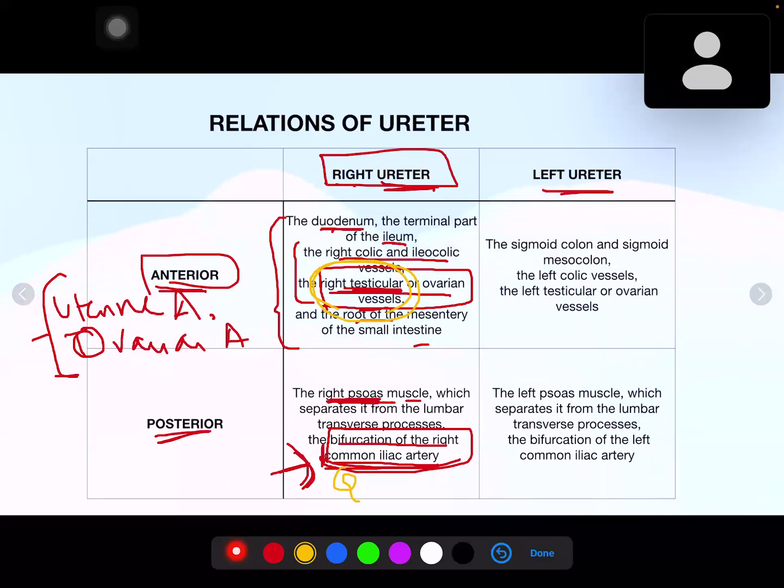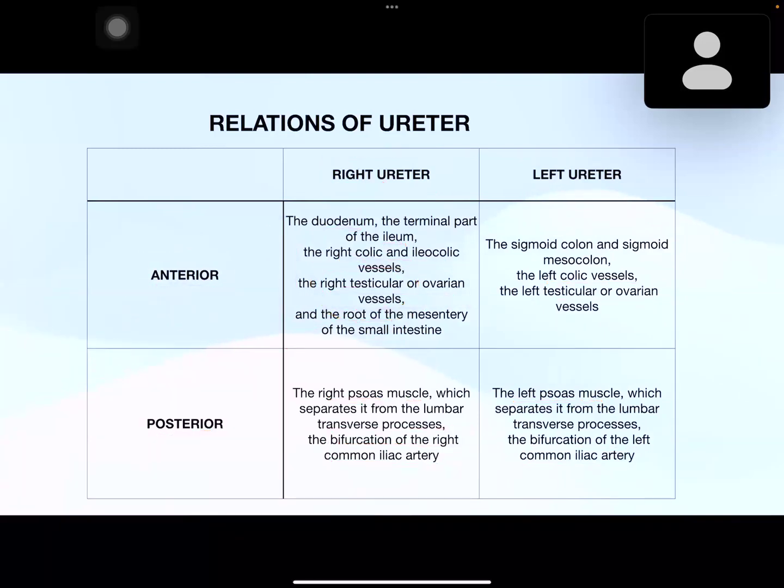Again, if you see the left ureter, the organs would be different. Here was the duodenum and ileum, and here it is the sigmoid colon, sigmoid mesocolon, and the colic vessels. The left testicular or ovarian vessels remain the same. Posteriorly it would be the same: the left psoas muscle and the bifurcation of the left common iliac artery. So the relations of the ureter are very, very important.